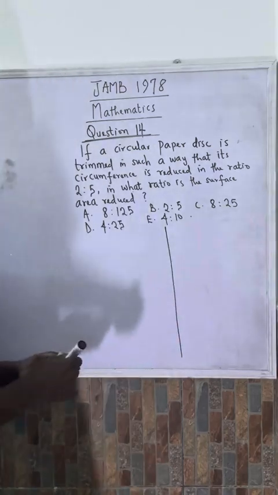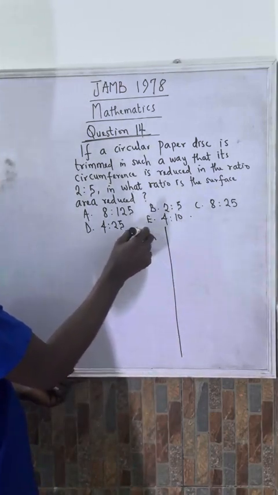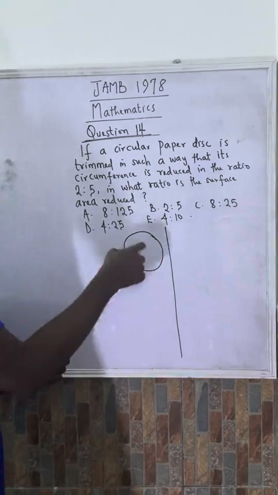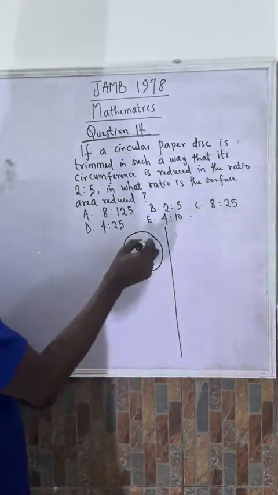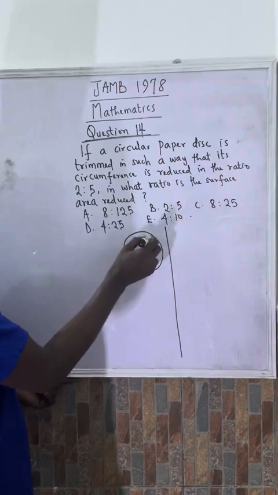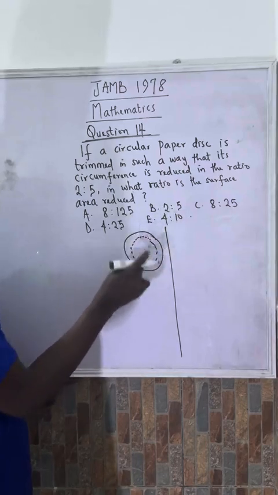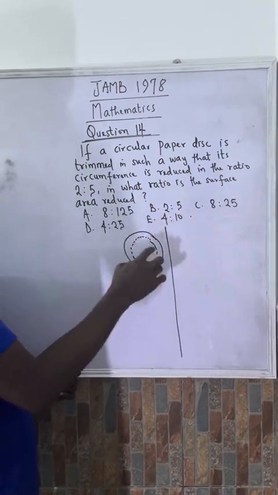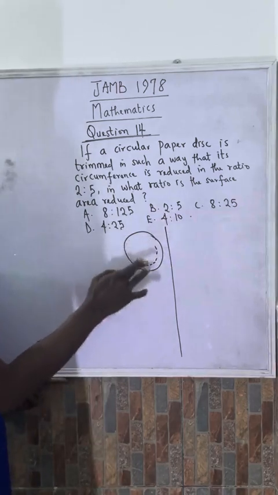Before the circle is trimmed, let's say this is the big circle. So this big circle is trimmed, meaning that we cut off some part of the circumference. It's like we chop off this part of the circle. This outer part is gone, and the inner circle remains. Let me just draw out the smaller circle.